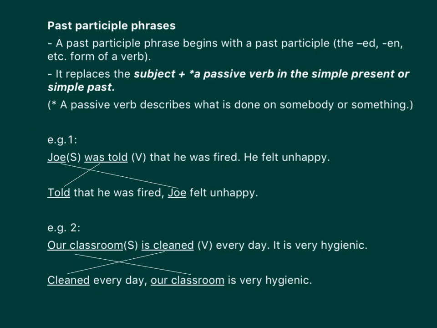Example 1. Joe was told that he was fired. He felt unhappy. Joe is the subject. Was told is the passive verb. Told that he was fired, Joe felt unhappy. Example 2. Our classroom is cleaned every day. It is very hygienic. Our classroom is the subject. Is cleaned is the passive verb. Cleaned every day, our classroom is very hygienic.